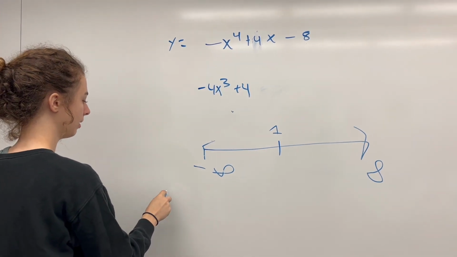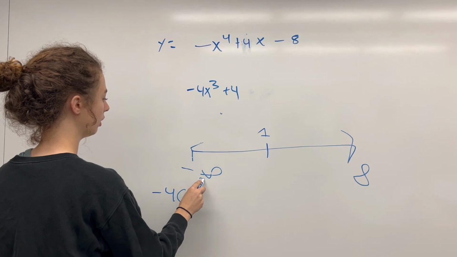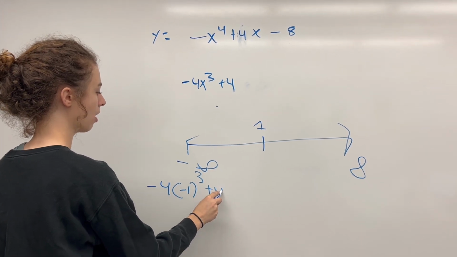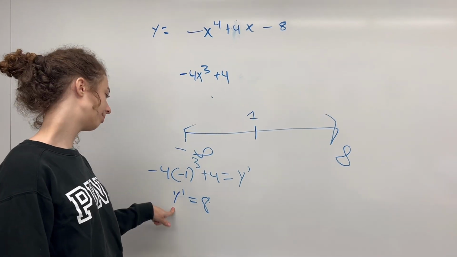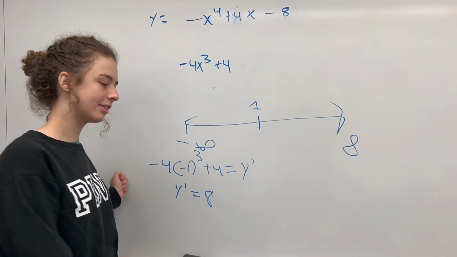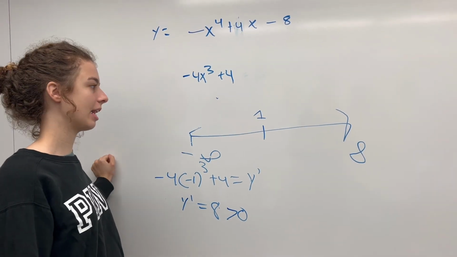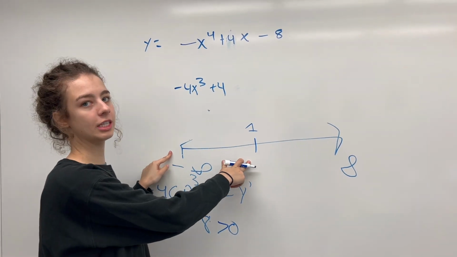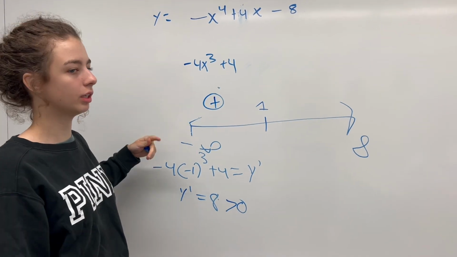So I'm going to get negative 4 of negative 1 cubed plus 4 equals y. So that leaves me with y prime equals 8. And since I know 8 is greater than 0, what that tells me is that in this interval, the function is increasing. So I'm just going to put a plus sign to signify positive or increasing.